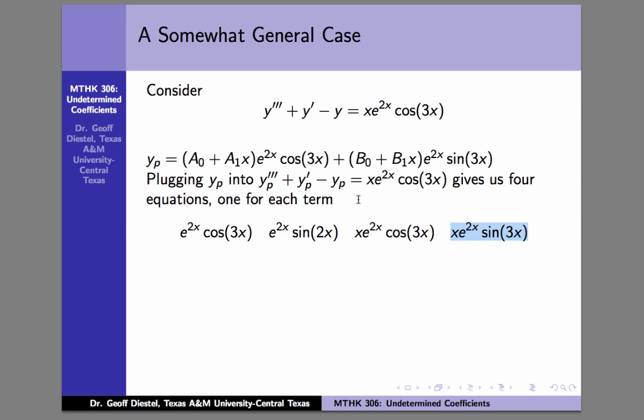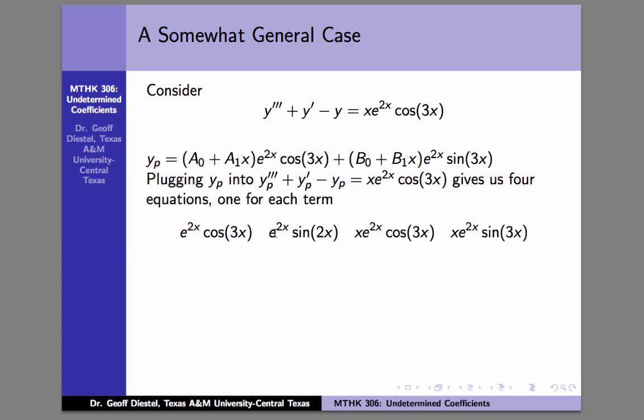So we plug our yp into this linear differential operator, and then regroup it in terms of these 4 terms. Each of these 4 terms is going to have a coefficient in front of it, and that coefficient is going to be some formula involving a0, a1, b0, and b1. And each of those we're going to compare to what we see on the right side of the equation, which is this. Since we only have an x times e to the 2x times cosine 3x term, the coefficient for this will be set equal to 0, so that's the first equation.